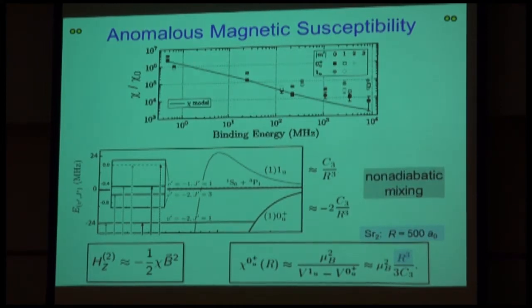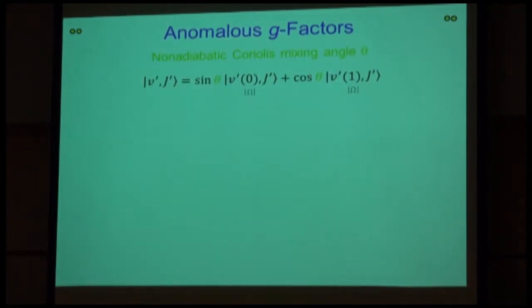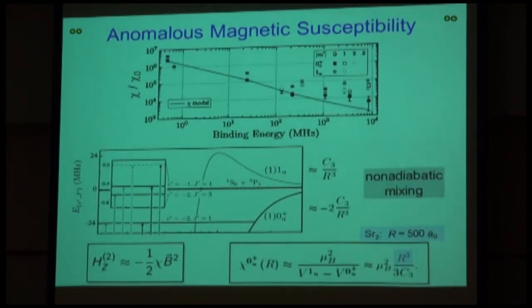And with a very narrow line width, like we have in strontium 2, one can resolve molecules that are so close to the continuum that effectively R is huge, it's 500 Bohr. So we see this cubic scaling all the way to very enormous Zeeman shifts. So intuitively, we understand it also quantitatively as well. Now, that's the interesting part about the quadratic Zeeman shift.